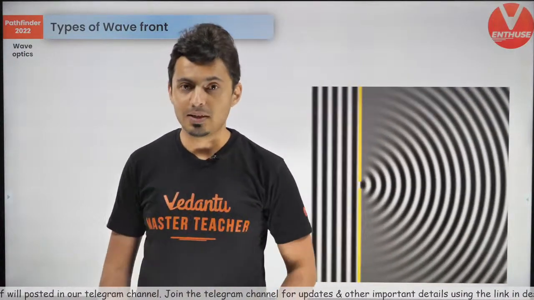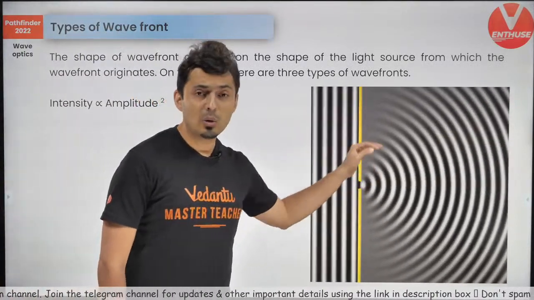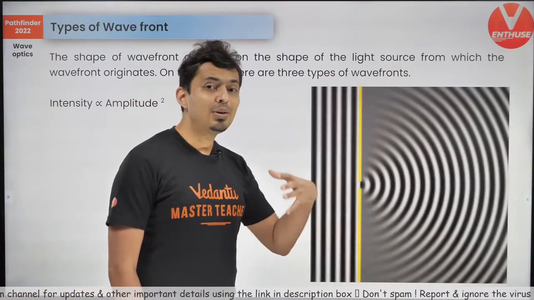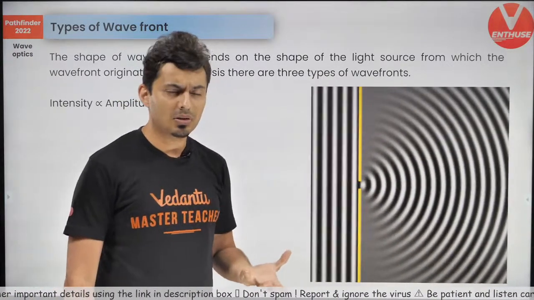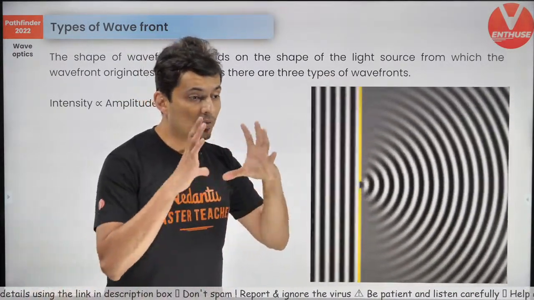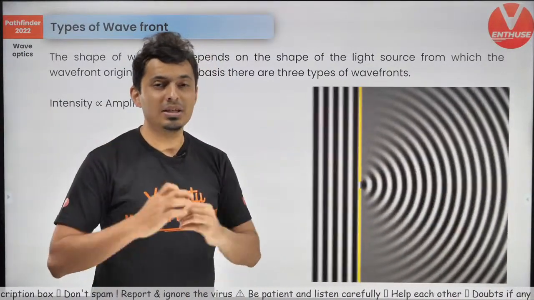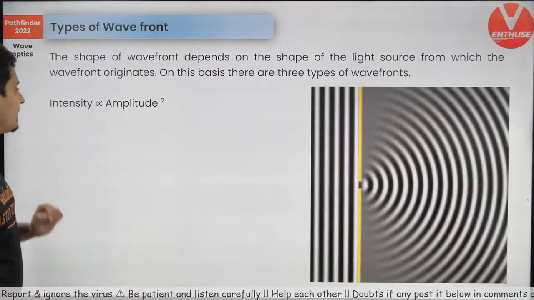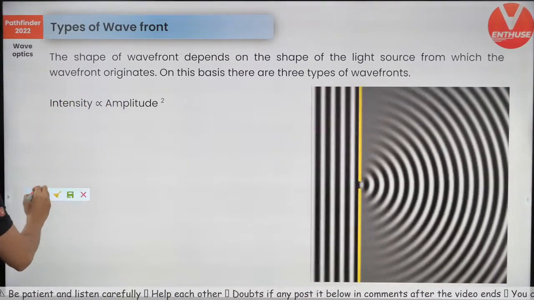Okay, let's move to the next part. The types of wavefronts. See, what is a wavefront? A wavefront is nothing but the locus of all the points where the light reaches simultaneously. Now, the wavefront's shape and size depends on the source itself. The source decides how the wavefronts look. And as you go far away, the intensity may change. That intensity depends on the amplitude and also the distance. So this is very, very important for you to remember.